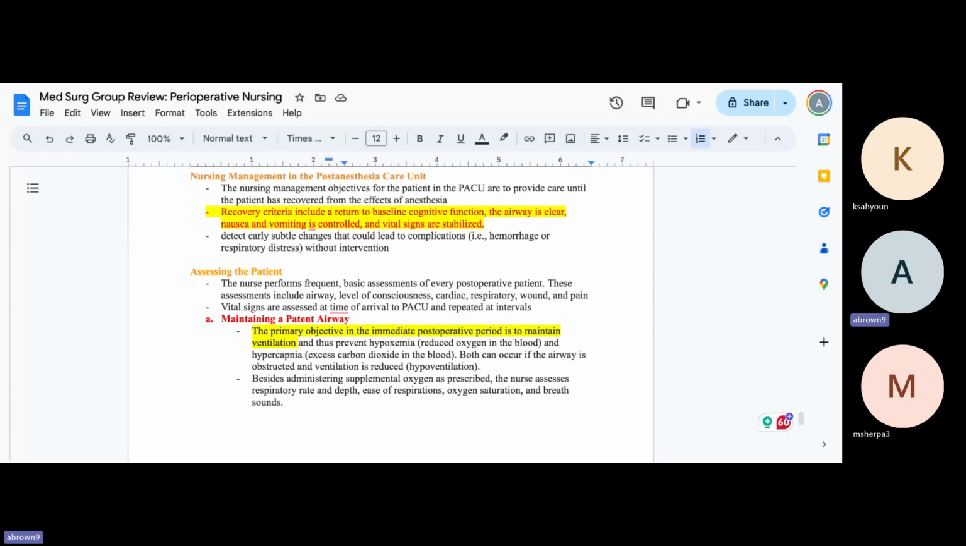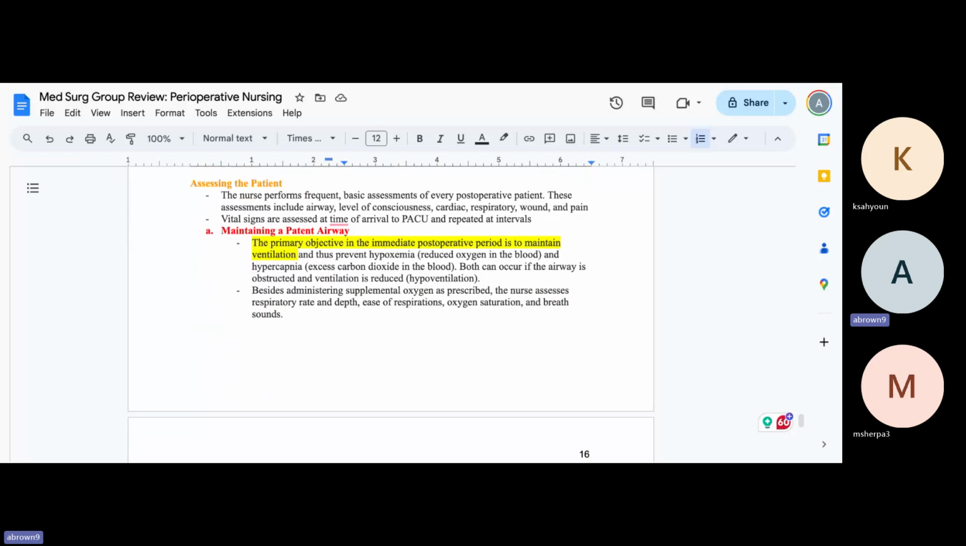As a nurse in the PACU, you need to detect early subtle changes that could lead to complications, such as hemorrhage, if a patient is bleeding extensively, or any type of respiratory distress. Assessing the patient: the nurse performs frequent basic assessments of every postoperative patient. These assessments include airway, level of consciousness, cardiac, respiratory, wound, and pain. Vital signs are assessed at the time of arrival to PACU and then repeated at intervals. Usually they're repeated at different intervals depending on the hospital you're at.